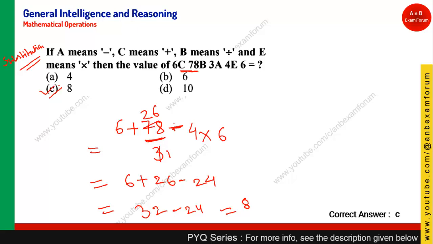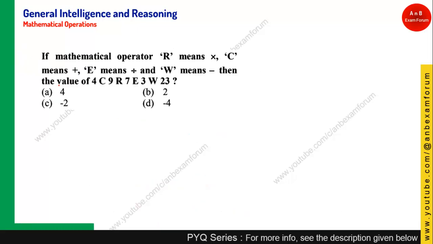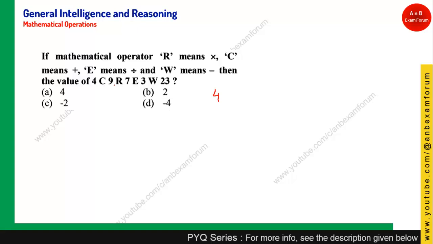Okay, understood? Okay, let's see one more question related to substitution based. Again, let's write it. So first I will write 4. C9. What is C? C is plus. Okay, plus 9. After that R7. What is R? R is multiplication. After that we will see E3. E is division. Okay, E is division. I am putting it like this, not the division symbol. Okay, W23. W is minus 23.